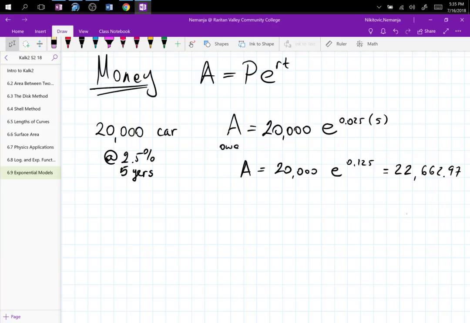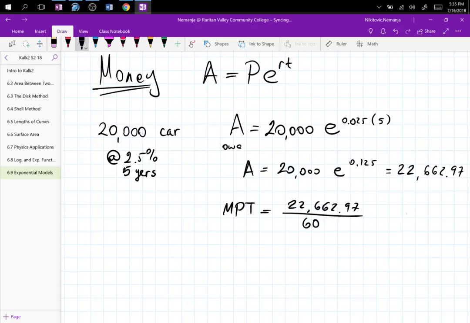So now, if you want to figure out the monthly payment, you take what you owe back, and since it's 5 years, then it's going to be 5 times 12 months because you're paying monthly. So this number needs to be divided by 60, for 60 payments. So when you divide this by 60, you get that your monthly payment is $377.72.